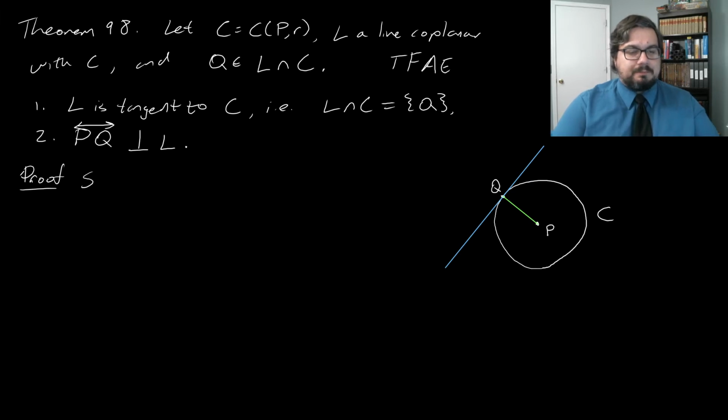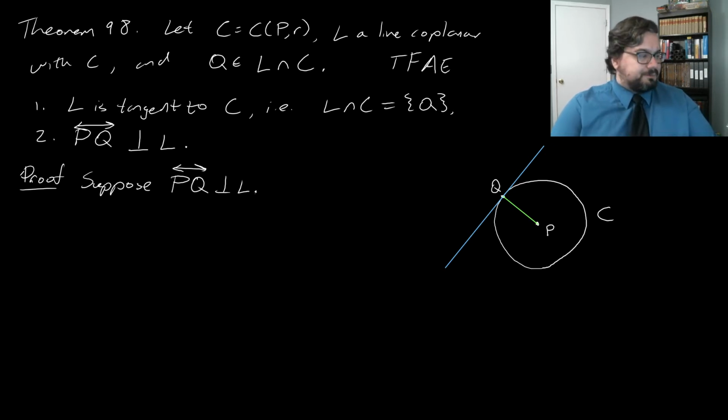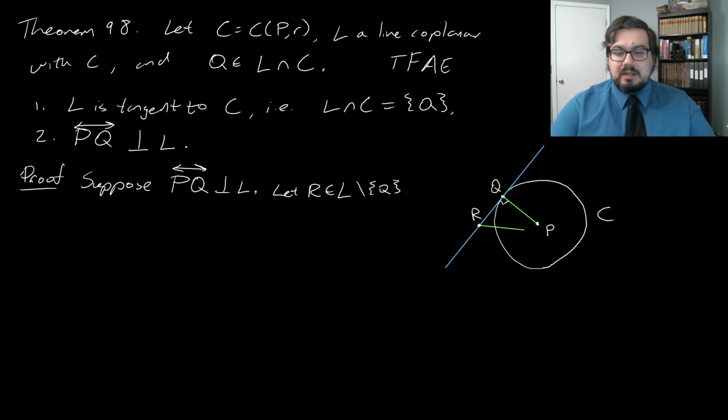with 2 implies 1. Let's suppose that the line PQ is perpendicular to L. And then let R be any point on L that's not Q. So R could be some point out here, say. Now, because we've assumed that PQ and L are perpendicular to each other, that means that we've got a right angle there at Q, which means that now we can construct a nice right triangle PQR.